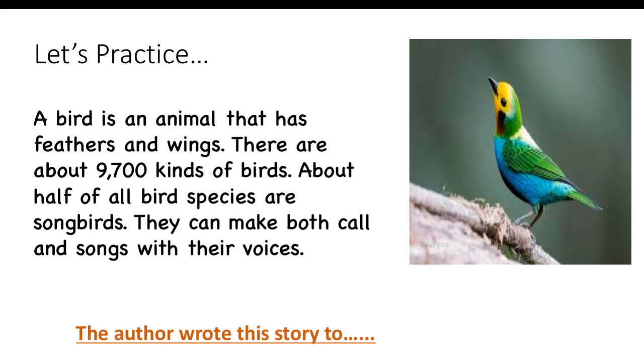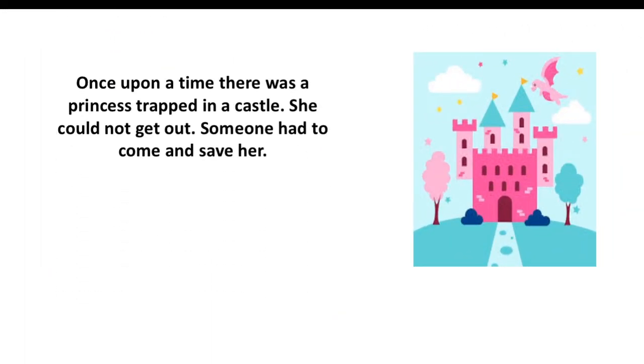Did you know that? I'm sure you didn't know that. That means the author informed you. He gave you new kinds of facts and information, right? So the author wrote this story to inform you. Let's practice with this story.